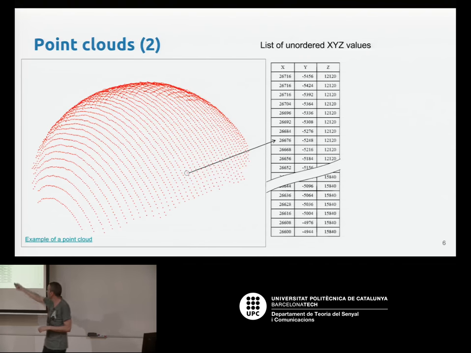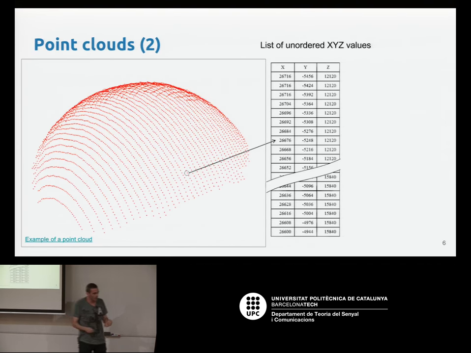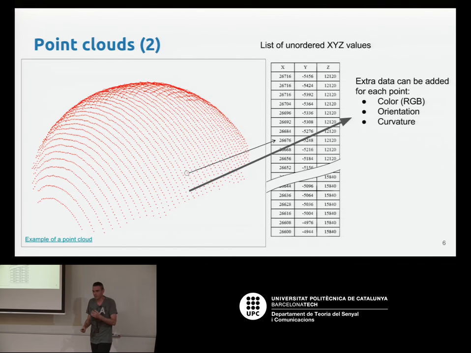Understood? Of course, these three coordinates are mandatory, they define the point cloud, but you can have extra information. So you can think that for each of the points, you can also add, for instance, the color, the RGB information of that specific point, or the orientation. You can add normal vector information in each of these points, or the curvature, etc. So you can add more information to this list. The list is the minimum.